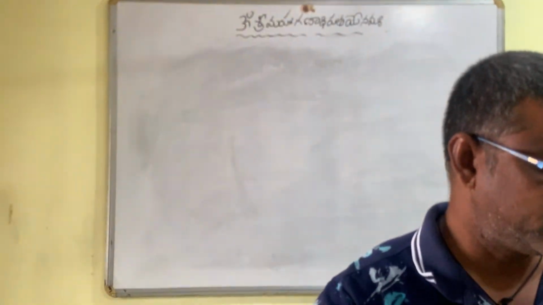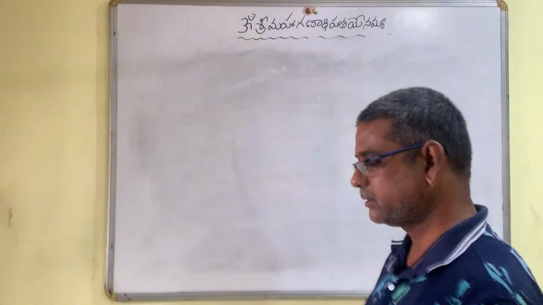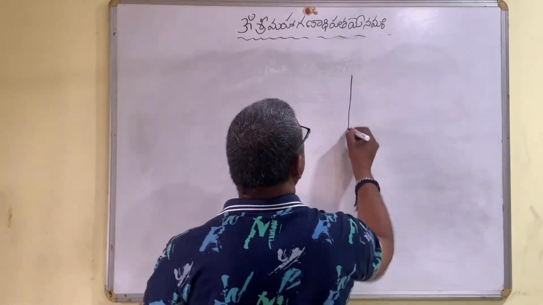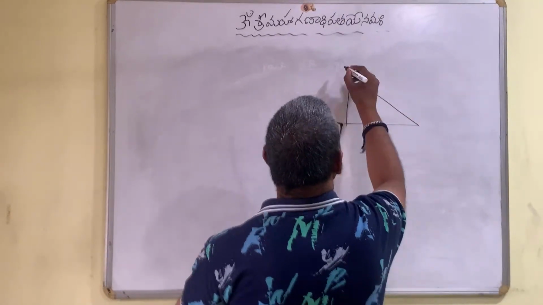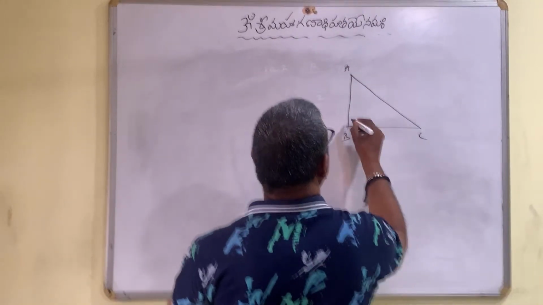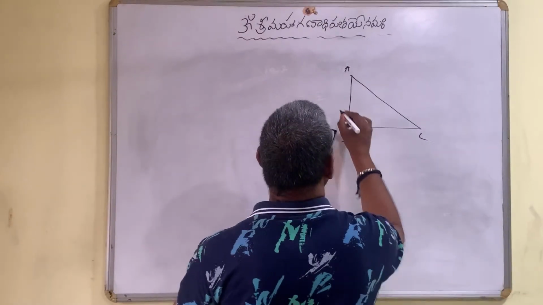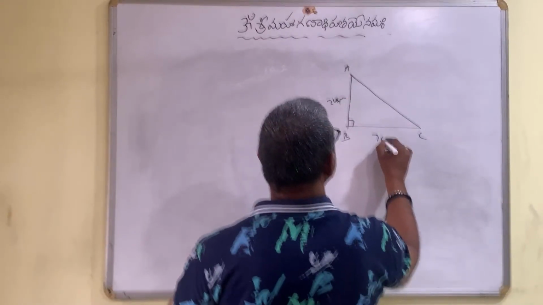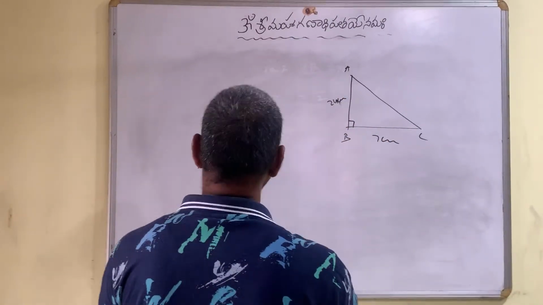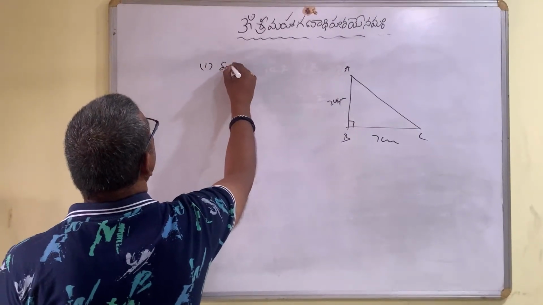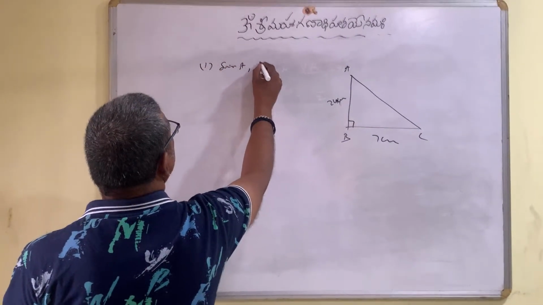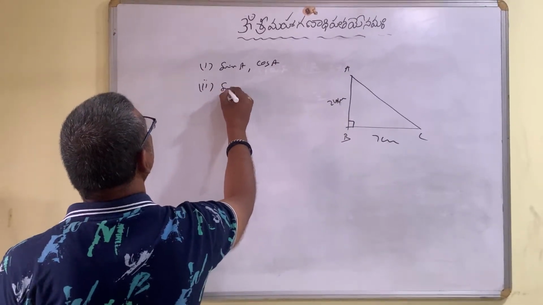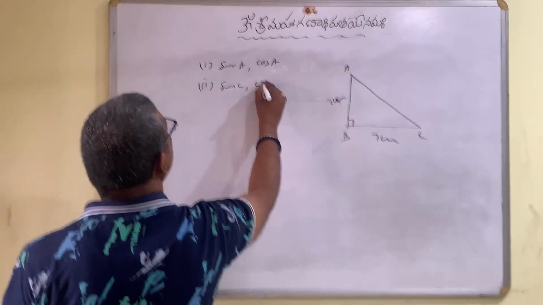There is a triangle ABC, right angled at B. AB 24 centimeters, BC 7 centimeters. And what we have to find? Sin A, cos A. And second one, sin C, cos C.